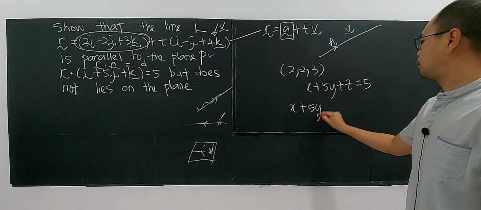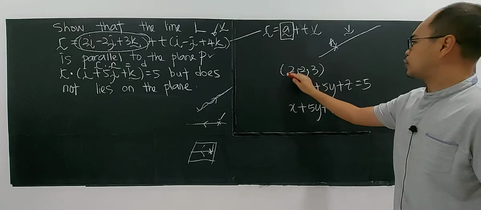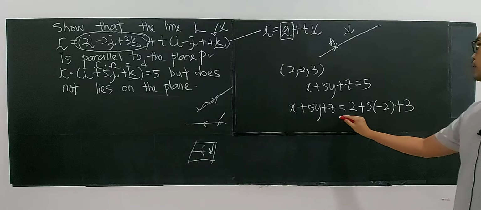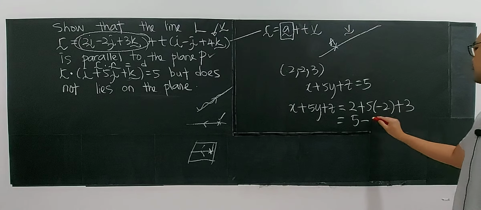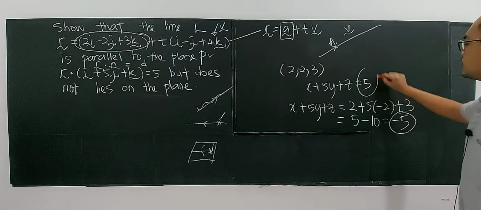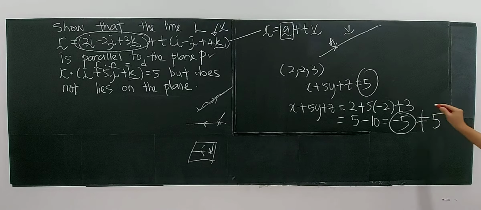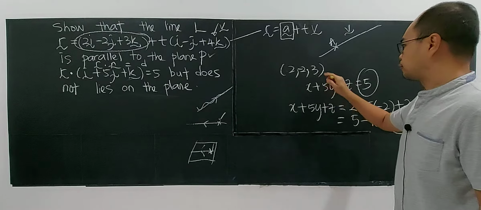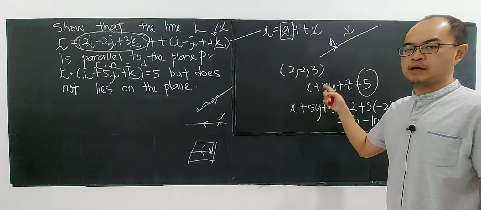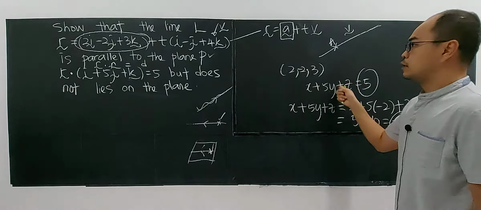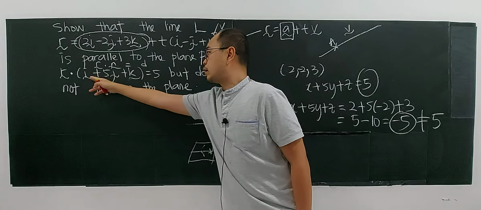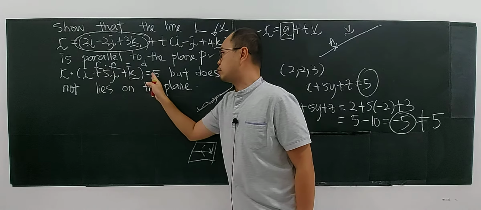Let's see. x plus 5y plus z. What is x? 2. What is y? -2. What is z? 3. So you're getting 2 minus 10 plus 3, which is -5. It's not the same as 5. You have already proved that this point is not on the plane. Sir, how do you know this point is not on the plane? Very simple. You substitute the x, y, z. The equation of the plane is x plus 5y plus z equals 5, right? It must be 5. So it means that any point on the plane that you substitute, you will be getting 5.